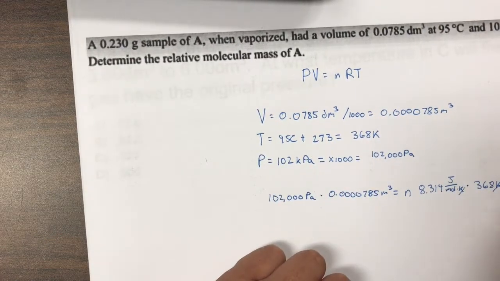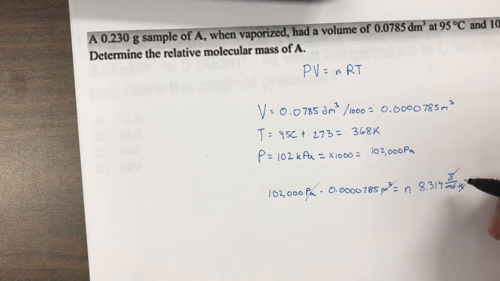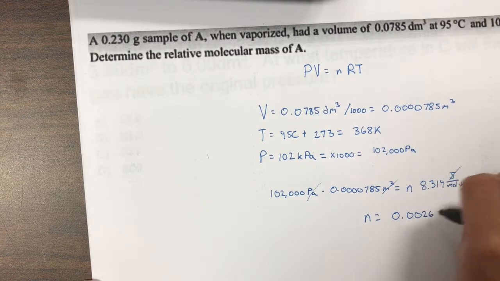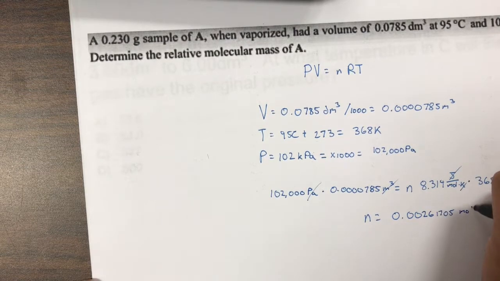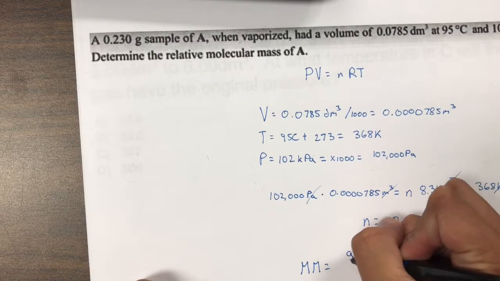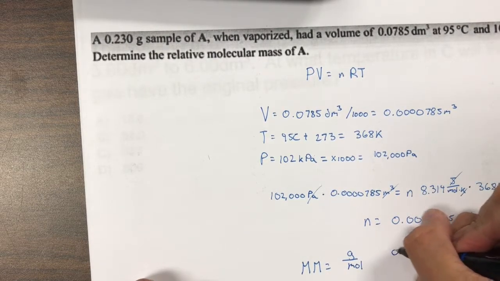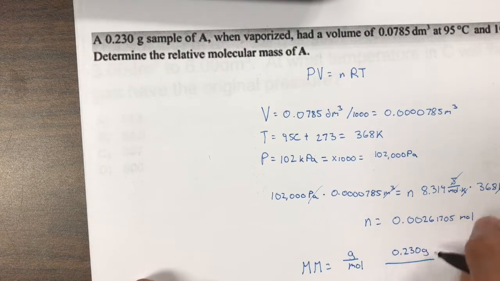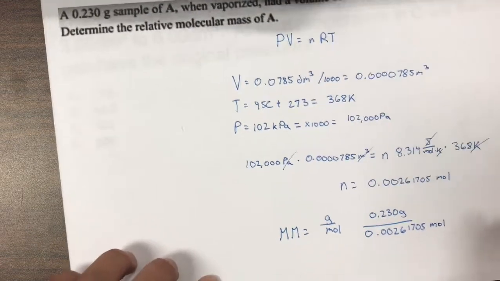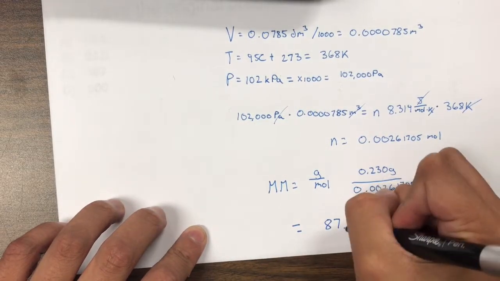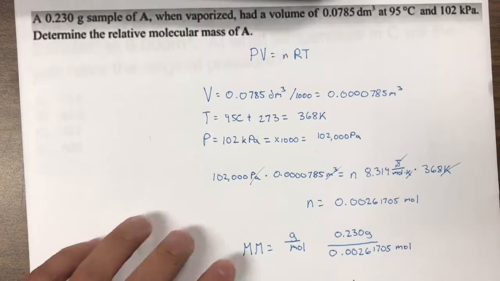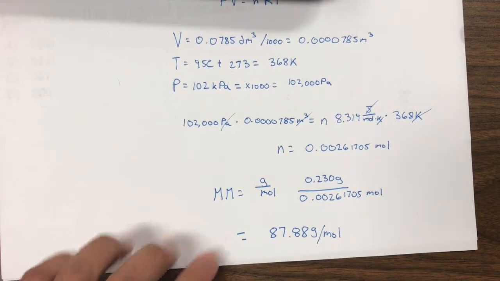Okay, the Kelvins will cancel out, the pascals and the meters will cancel out with the joules, and we're left with moles. And if we do this math, the moles comes out to 0.0026 moles. Now, they give us the grams, so we know molar mass is equal to grams over moles. So the molar mass that we get is about 87.88 grams per mole. And then here's our answer, grams per mole.